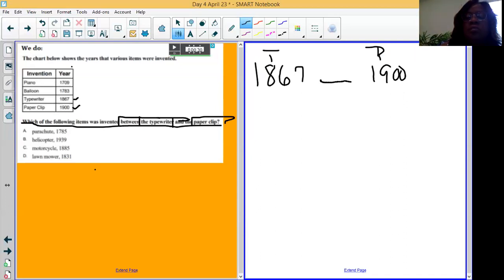The number that I'm looking for has to be between, because back over here it says invented between the typewriter and the paperclip. So the number 1867 has to be less than the number that I find, but the number that I find has to be less than 1900. So we're going to first begin comparing this with the typewriter, because this is going to be a two-part comparison because it has to go between the two. So we'll begin with your first answer choice.